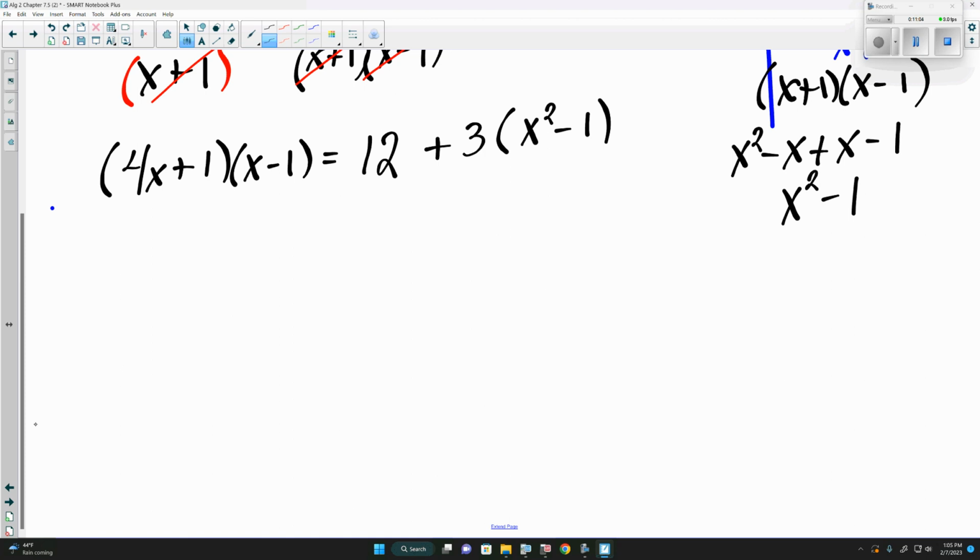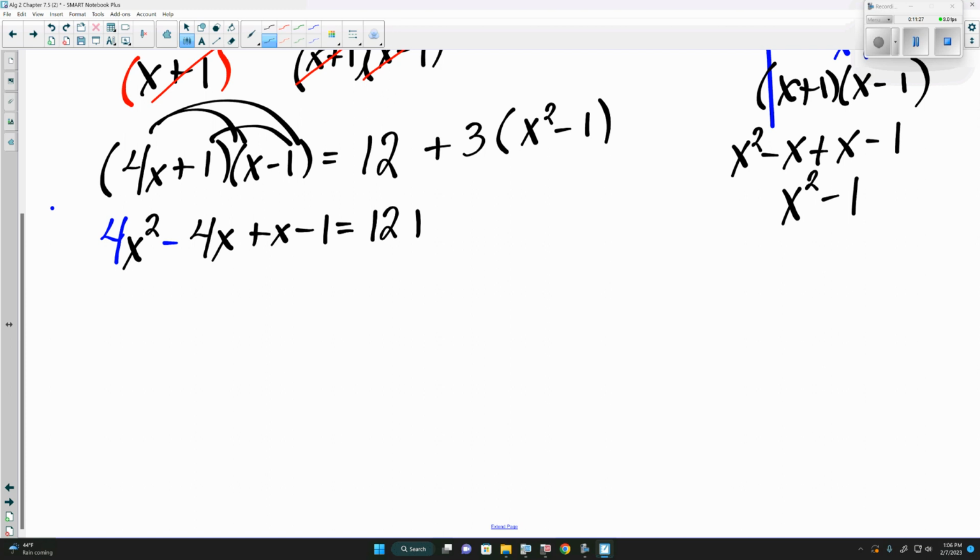Now at this point we can do some distributing because unfortunately 4x plus 1 times x plus 1 didn't show up earlier, so we'll need to multiply this through. 4x times x is going to be 4x squared. 4x times negative 1 is negative 4x. 1 times x is plus x, and 1 times negative 1 is negative 1. Now I'll need to multiply through the 3 with the x squared minus 1. And if we do this here, 3 times x squared is going to be 3x squared. 3 times negative 1 is negative 3.